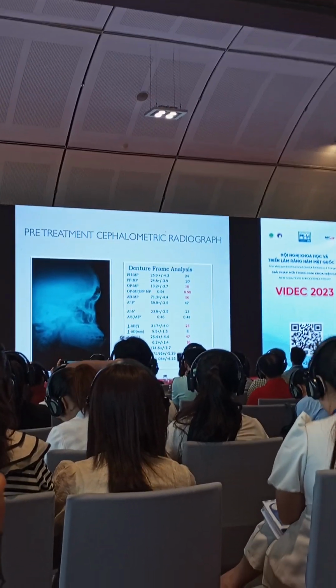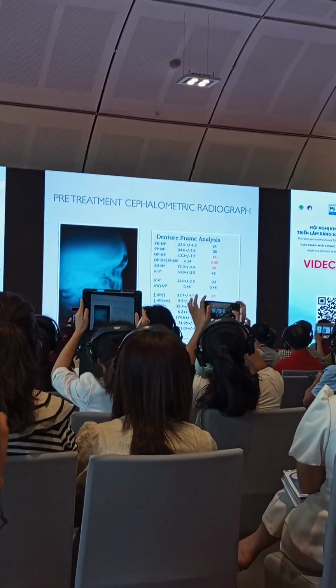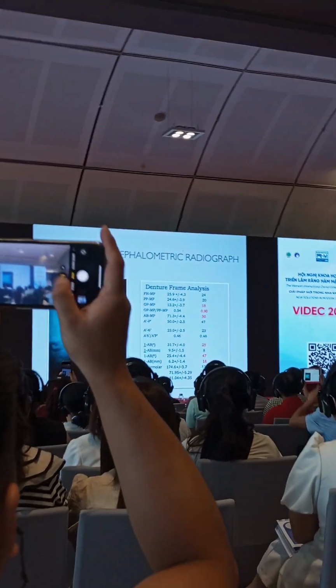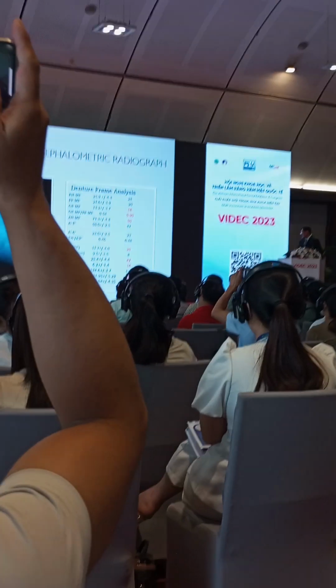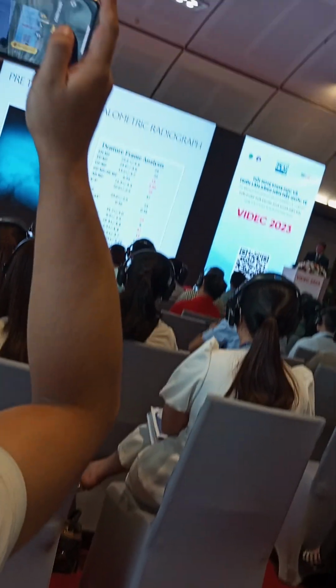The cephalometric would show a very flat occlusal plane. The teeth on the upper and also on the lower are very flared. You get an open bite, because it's 53 and 101, this is a skeletal class 3 pattern.